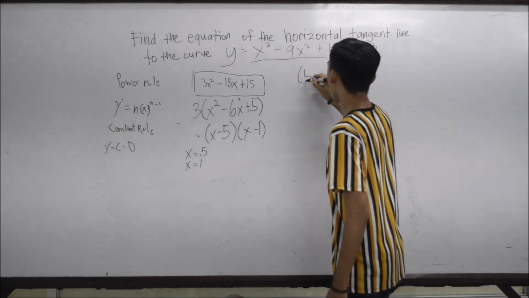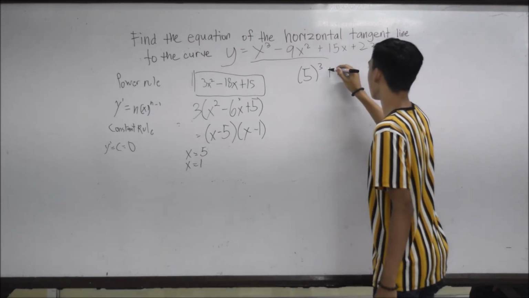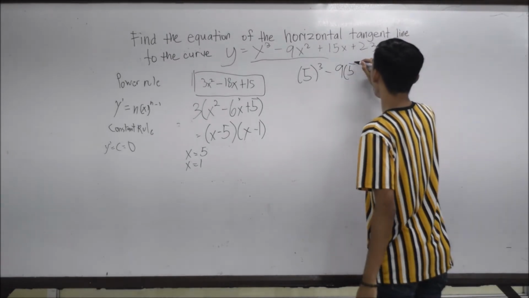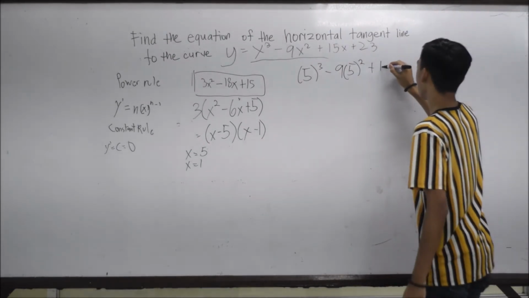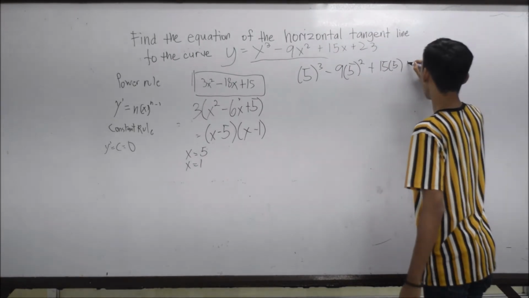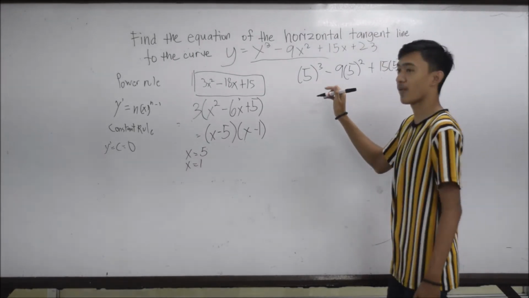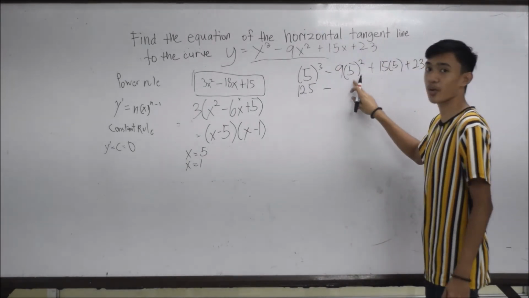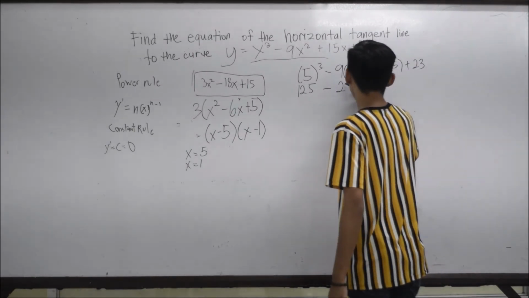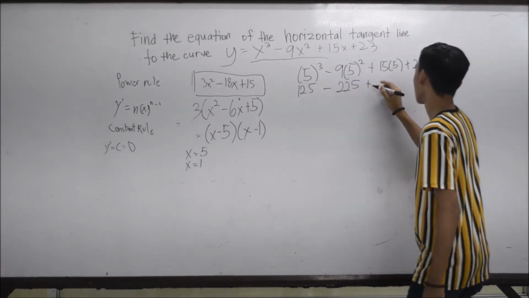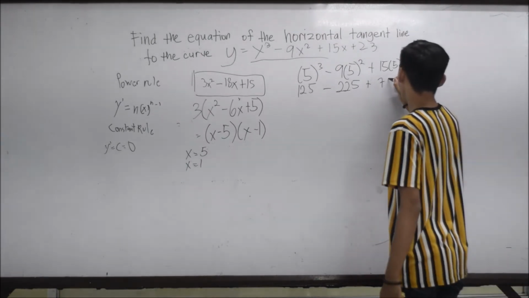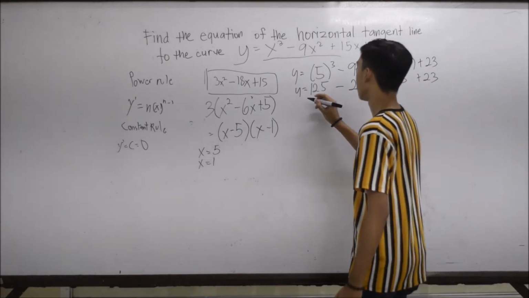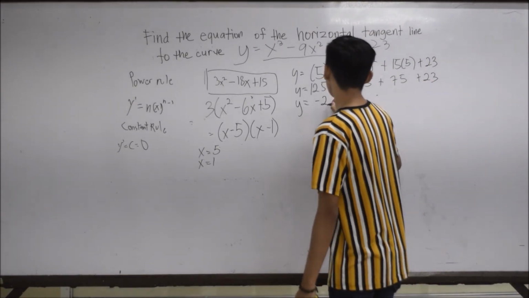Therefore, 5 cubed minus 9 times 5 squared plus 15 times 5 plus 23. So 5 cubed is 125, 9 times 5 squared is 225, plus 15 times 5 is 75, plus 23. So we're going to add this up. So y is equal to negative 2.